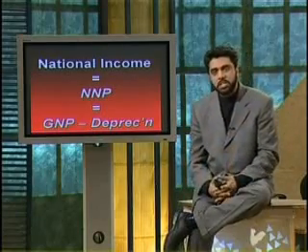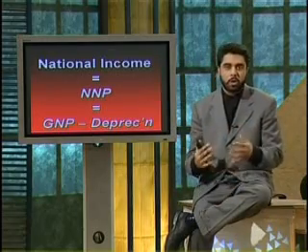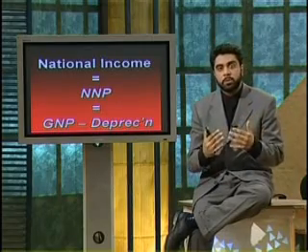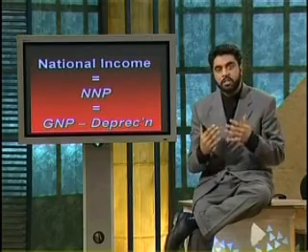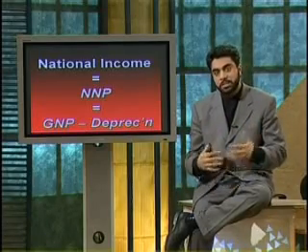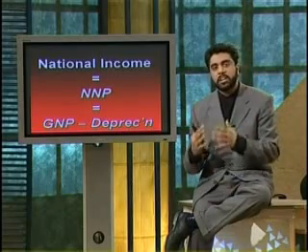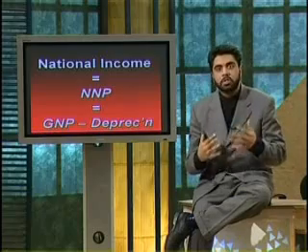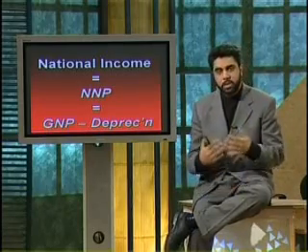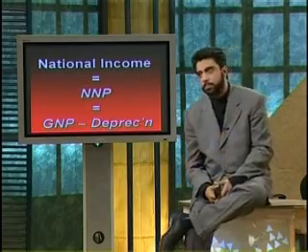So the national income is simply the net national product. And you know how you get from gross to net. We got from gross domestic product to net domestic product by subtracting depreciation from gross domestic product. Similarly, net national product can be obtained by subtracting depreciation from gross national product. And this is exactly how we do it here. So national income is equal to net national product.